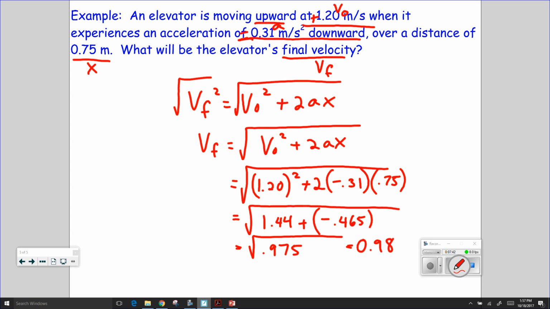0.98. Let's look at sig figs here. I have 2 sig figs in my acceleration. I've got 2 sig figs in my displacement. So I'm going to go to 2 sig figs here. There's a 7 after the 8. That's going to turn this into 0.99 meters per second.